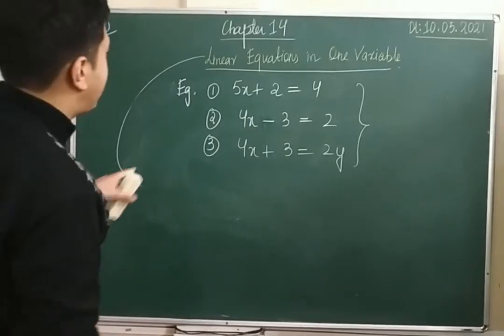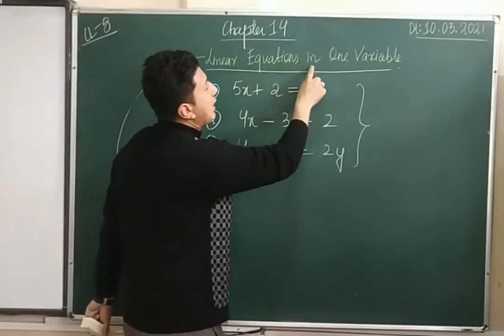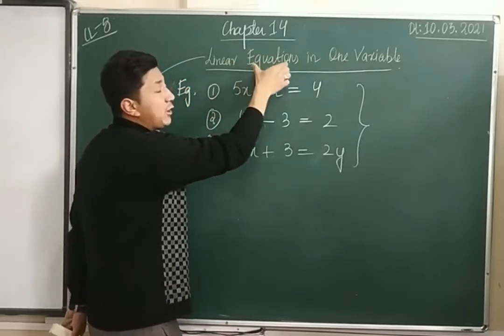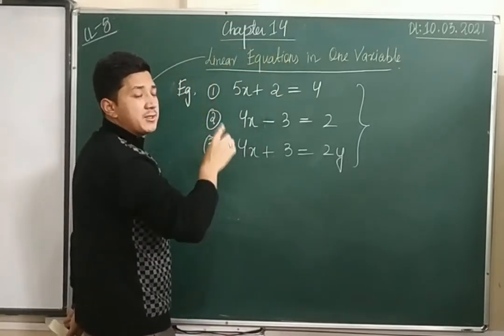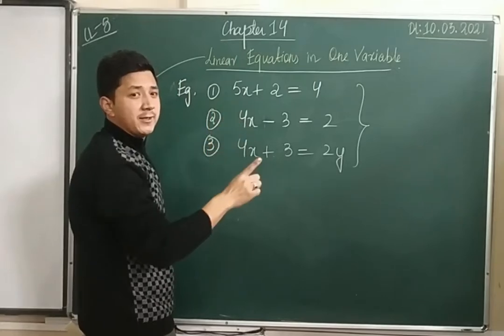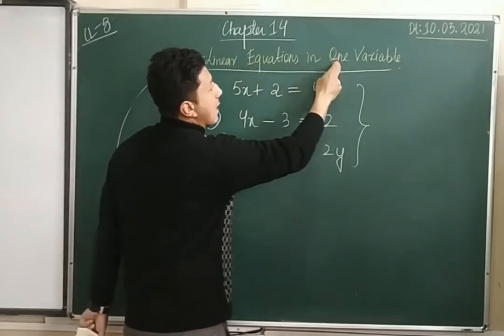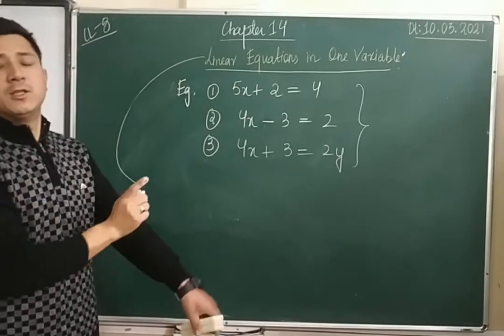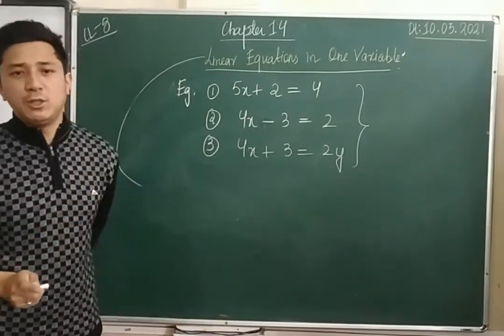Now, as the name of the chapter is linear equations in one variable, I hope you are clear with linear equation. Linear equation means the power of the variable has to be 1. Linear equation in one variable means there should be only one variable used.